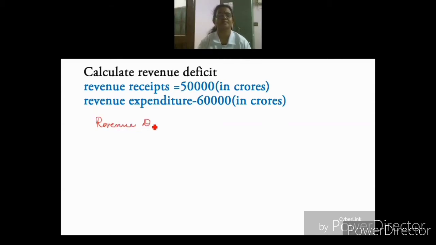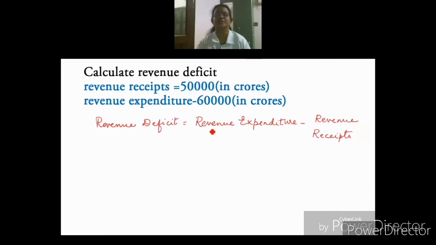Revenue deficit is equal to revenue expenditure minus revenue receipts. So when it is revenue deficit, you will consider only the revenue expenditure and revenue receipts. You need not bother about capital receipts and capital expenditure.